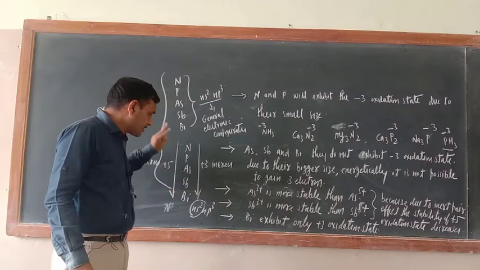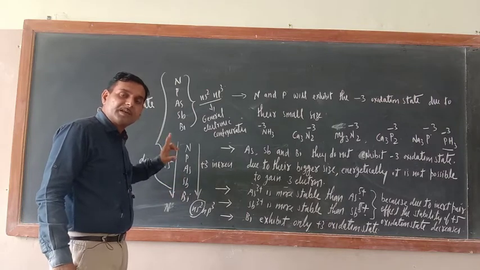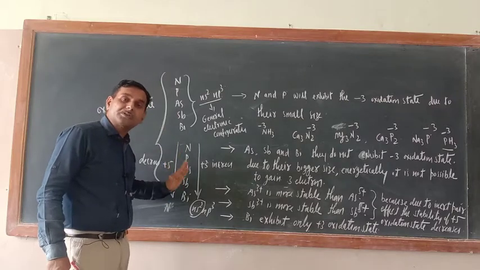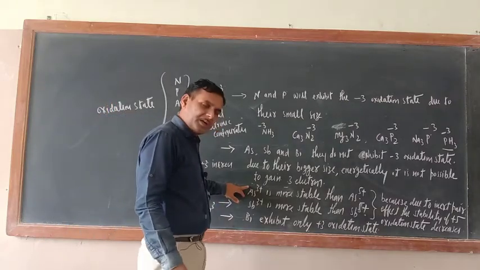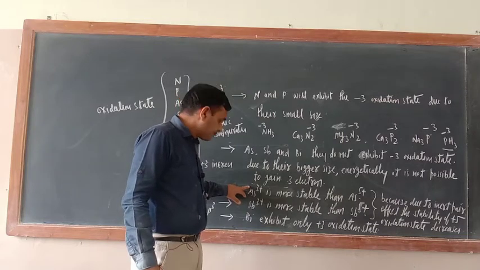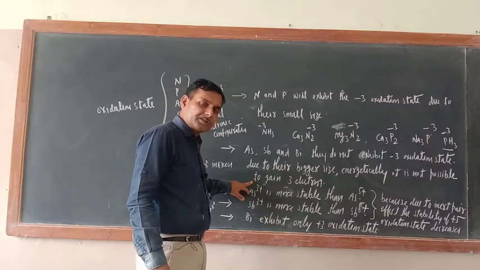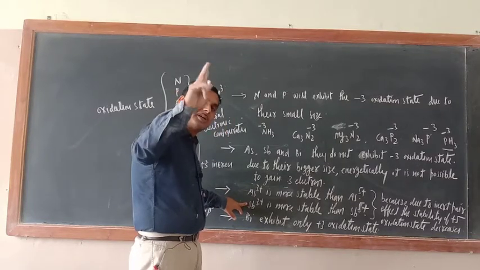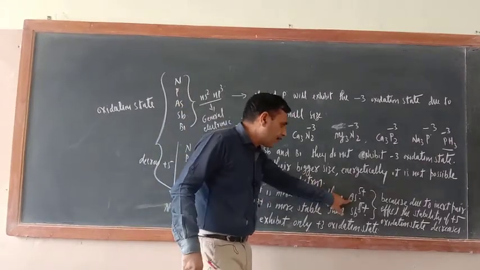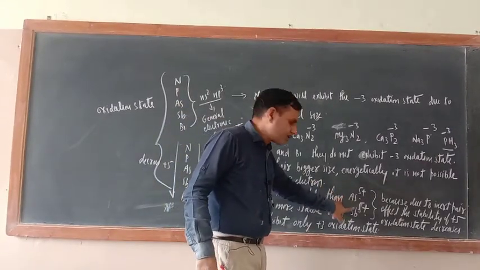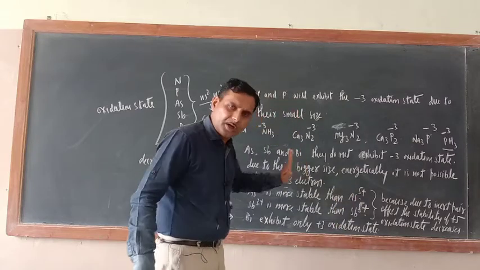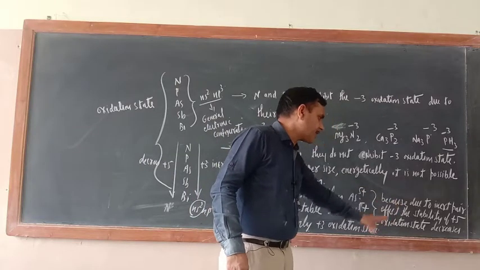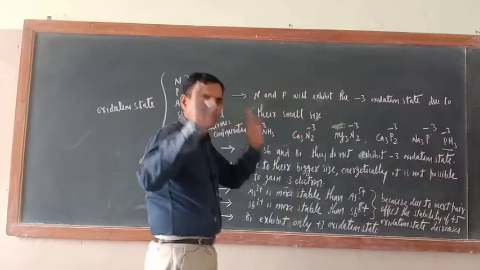So just try to understand, as we come down, the stability of +3 oxidation state increases and the stability of +5 oxidation state decreases. This is the only reason why the compounds of arsenic and antimony in +3 oxidation state are more stable than the compounds of arsenic +5 and antimony +5. Have you got it or not? The question is written. What is the answer here? Because due to inert pair effect, the stability of +5 oxidation state decreases.